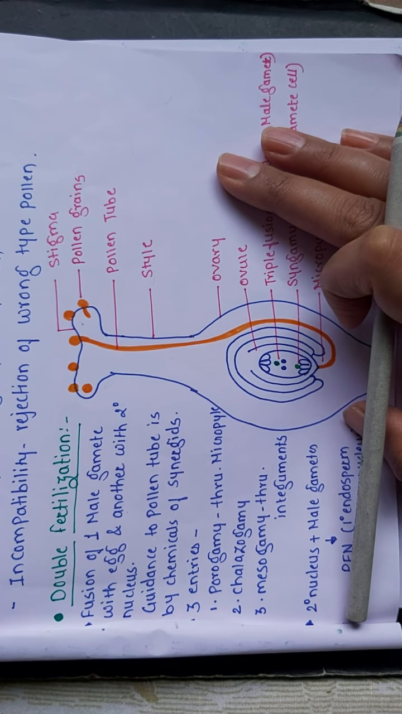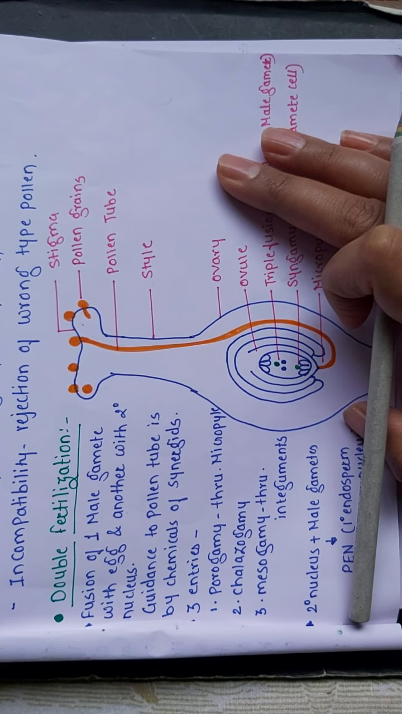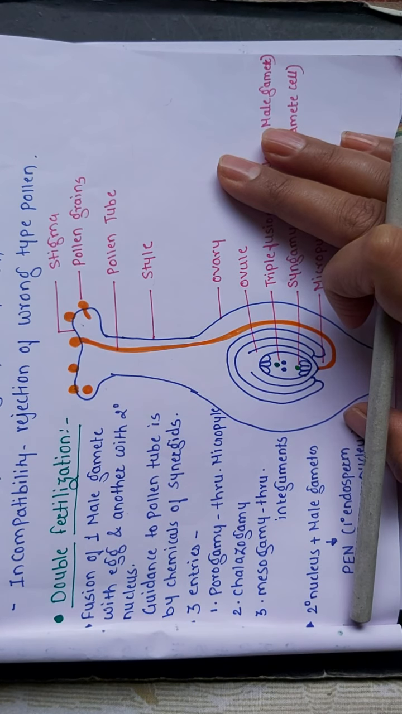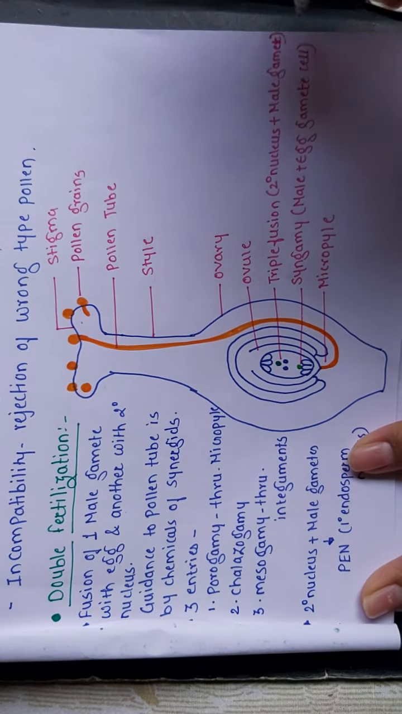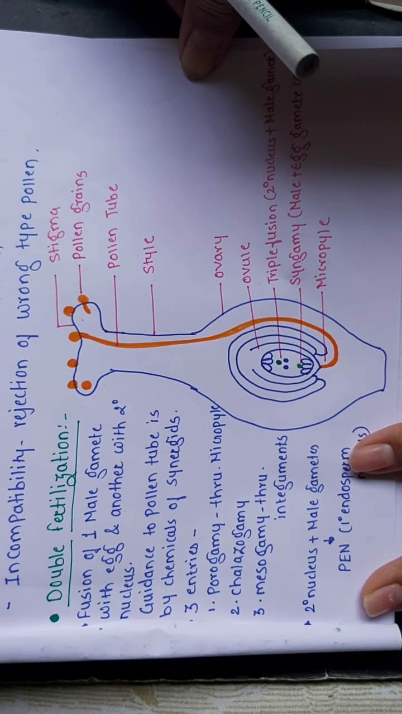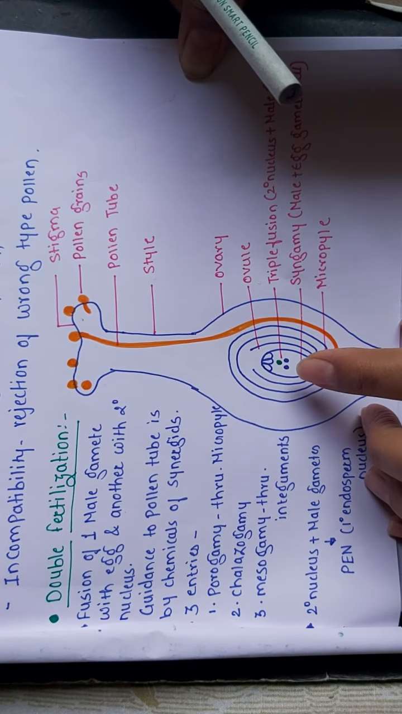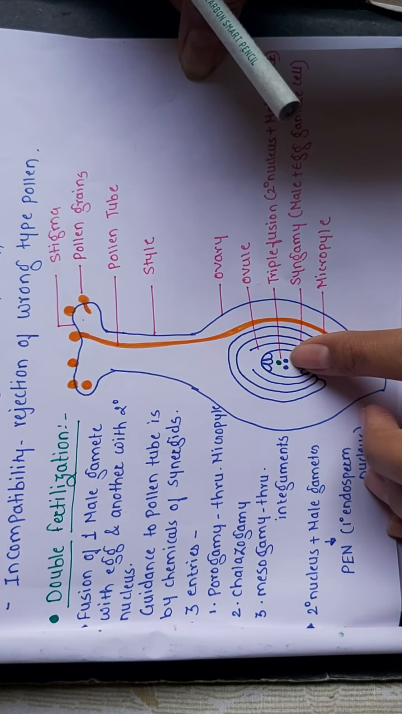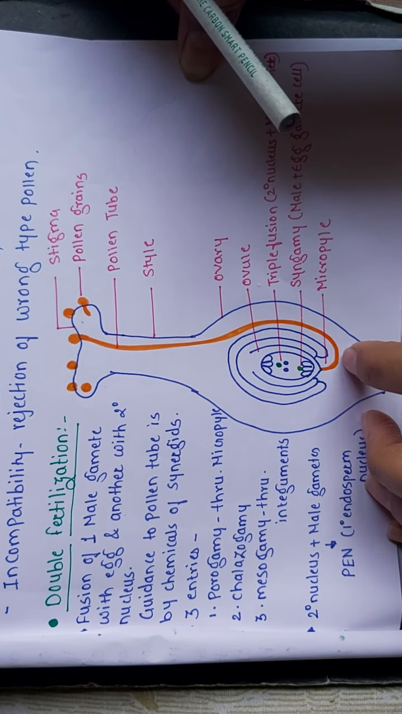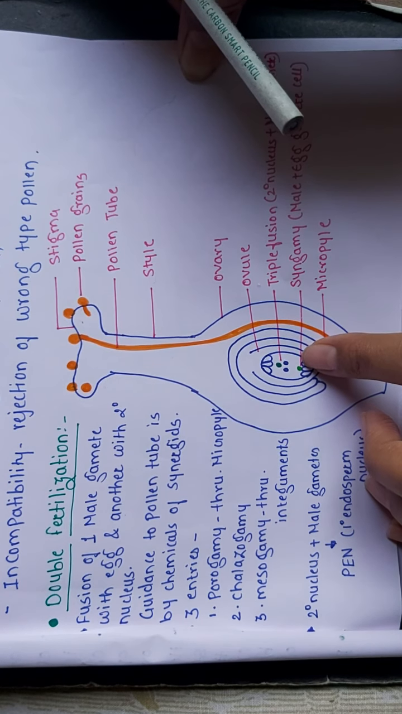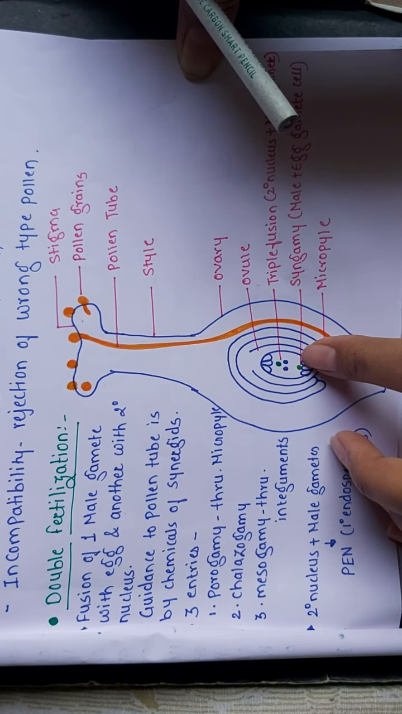Double fertilization. Yeah, as we know, we have seen the development of the male gametophyte. In that you have seen one nucleus which forms the tube, that is the tube nucleus, and the other two male gametes follow the tube nucleus. That comes into the embryo sac. The first nucleus fuses with the egg, and the other nucleus is going to fuse with the secondary nucleus. That is why it is known as what? Double fertilization, because two male gametes fertilize the two nuclei of the embryo sac. So we are calling it double fertilization, right?